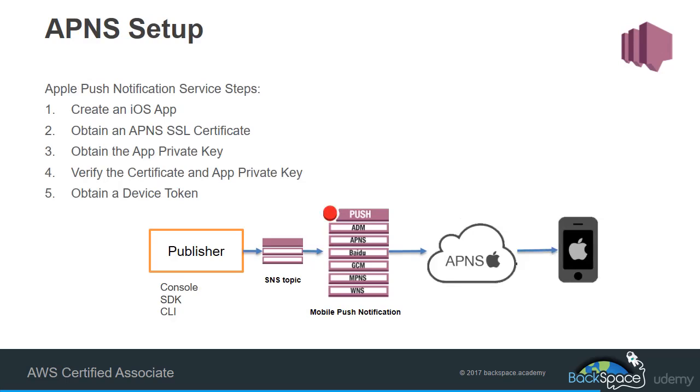The Apple push notification service steps are a little bit more complicated. First, you need to create an iOS app. You then need to obtain an APNS SSL certificate. You then need to obtain the app private key, and then you need to verify the certificate and the app private key. And from there you can obtain a device token, and from there you use that again with the SNS mobile push notification, which will then allow SNS to send messages through to the APNS service and then on to subscribing mobile devices.